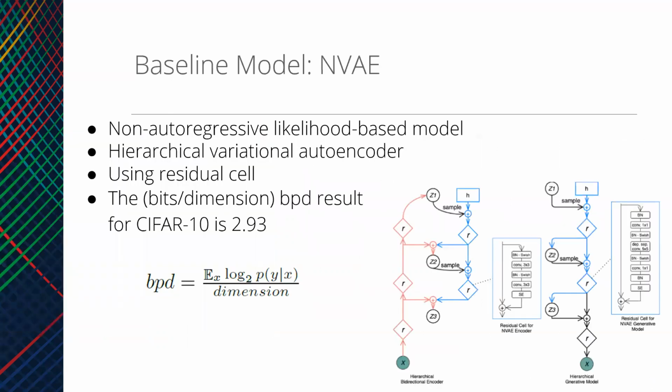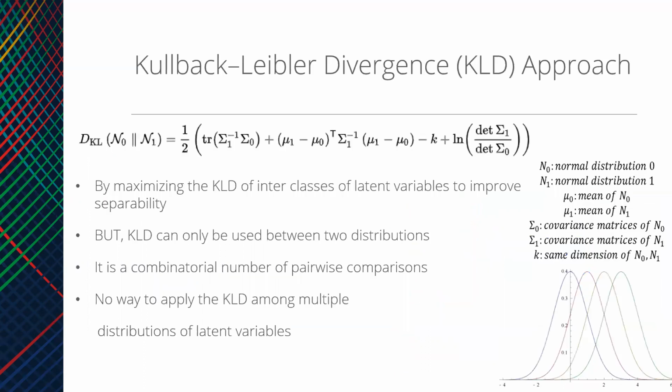Our baseline model is NVAE. It is a non-autoregressive likelihood-based model that uses a hierarchical variational autoencoder. The NVAE achieves state-of-the-art results. It is built with hierarchical depth-wise separable convolutions, batch normalization blocks, and residual cells. Measured in BPD, the result of the model is 2.93 for CIFAR-10.